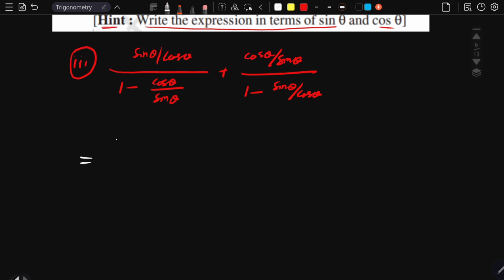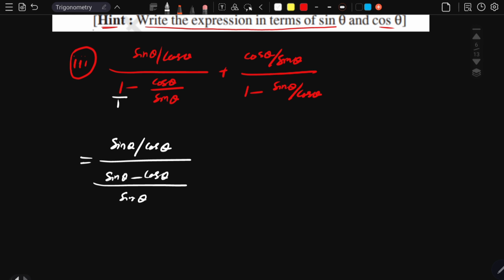So this will be sin theta divided by cos theta. In the denominator, taking the LCM as sin theta, here it is 1, so 1 is multiplied to sin theta, so sin theta minus cos theta. In the second term, plus, in the denominator cos theta will be the LCM. Here it is 1, so multiply cos theta upside, cos theta minus sin theta.